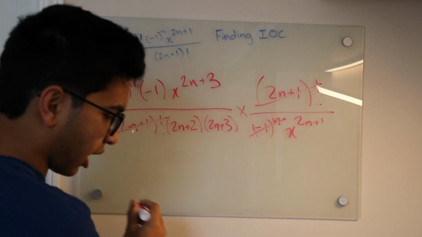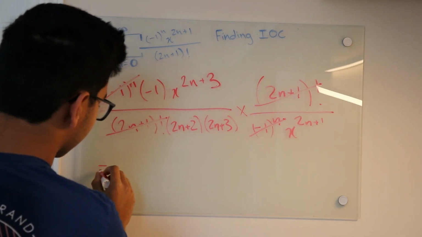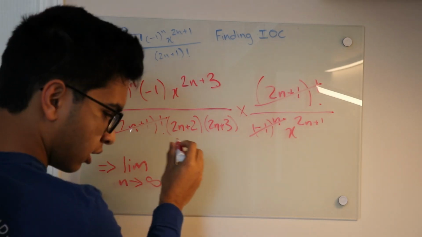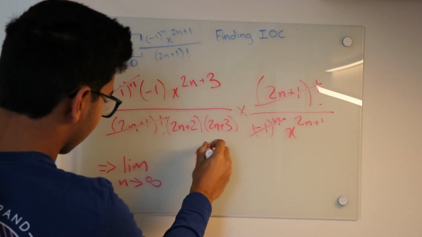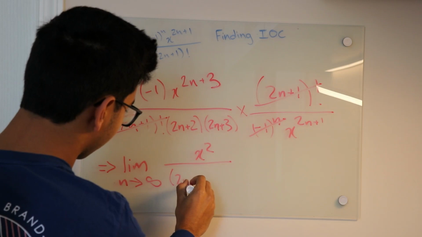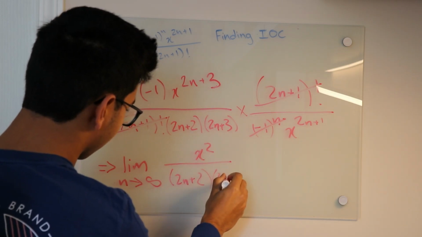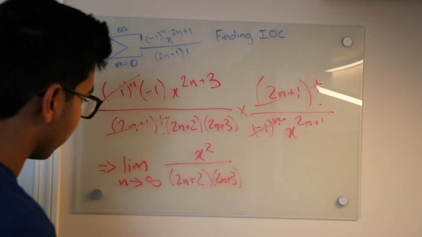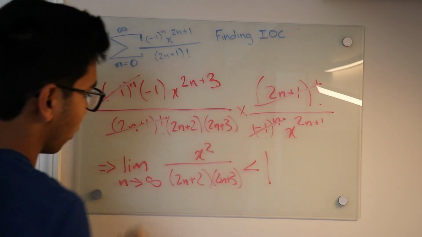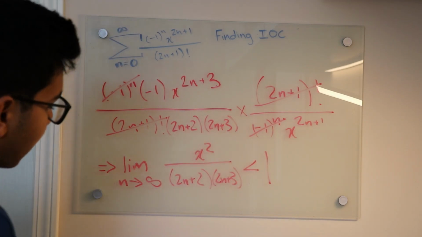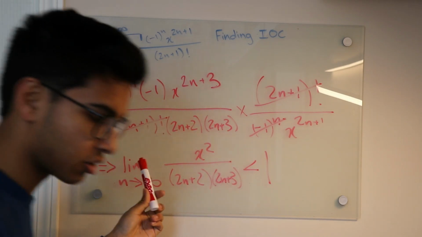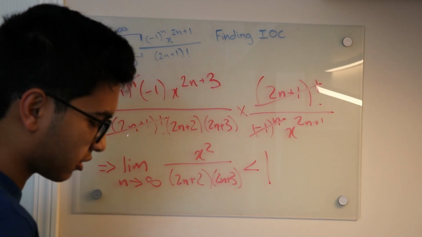And in the end what we'll have is this is equal to the limit as n goes to infinity of x squared over 2n plus 2 times 2n plus 3. And we know that in order for the series to converge using the ratio test, this must be less than 1. So now, once we plug in the values for n going to infinity, we see that this side is equal to 0. So the value of x has no impact on the convergence of the series.